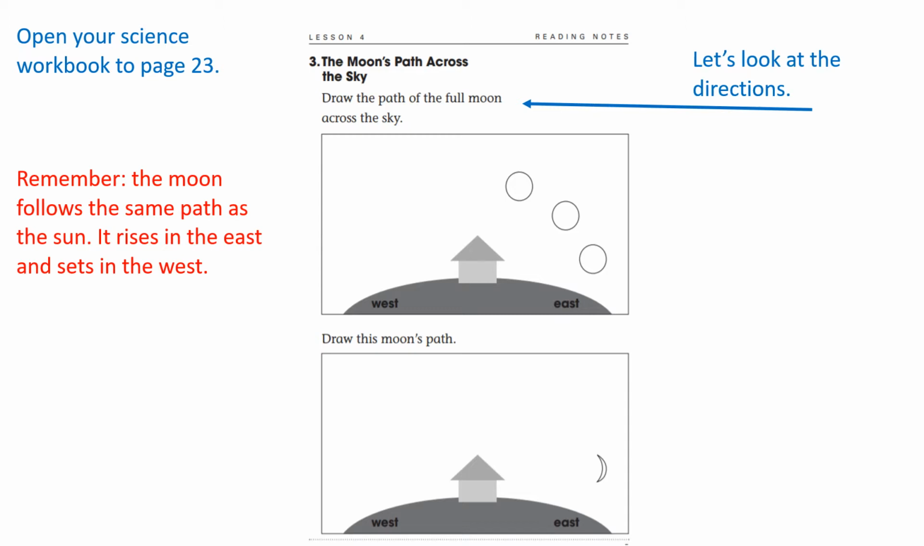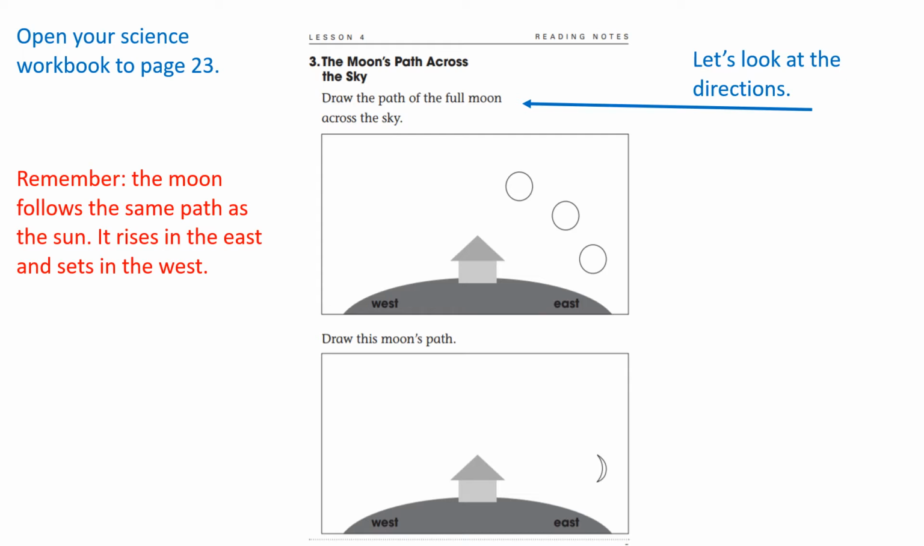Open your science workbook to page 23. Let's look at the directions first. Up there at the top, see the arrow? The moon's path across the sky. Draw the path of the full moon across the sky. They've started for you. See, the moon is rising in the east and up it's heading.